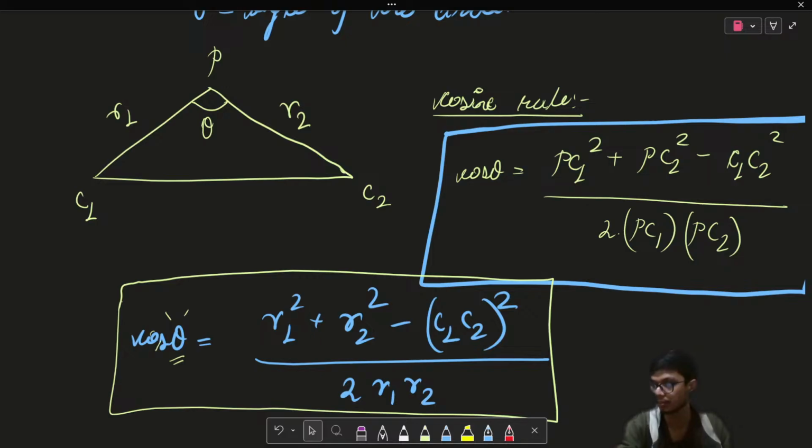Is this part clear to all of you? Do let me know in the live chat. Is this part clear? Are we all clear on this?